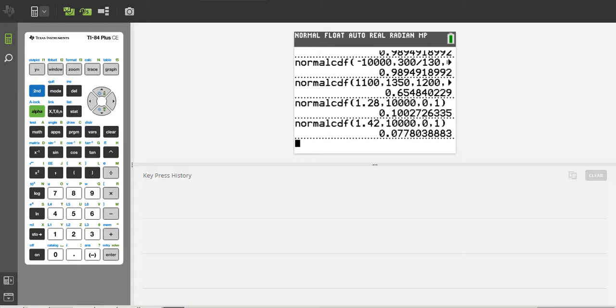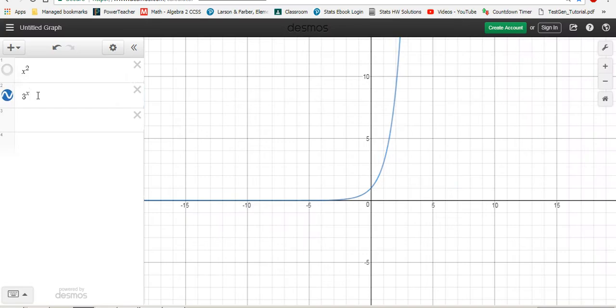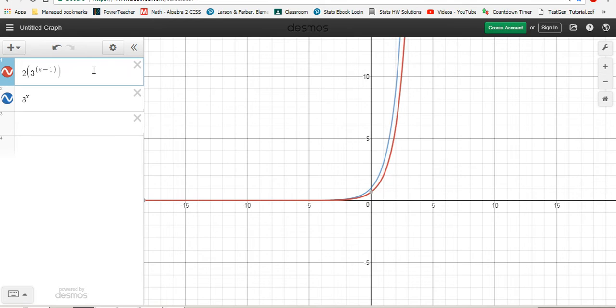And now let's graph the transformation. So let's start with 3 to the x minus 1. So that should shift it to the right 1. So let's verify that. So you can see x minus 1, close parentheses. Okay, so you can see the red one has been shifted to the right 1. Then let's put a 2 in front of it. So 2 times that. So you can see it kind of stretched that out a little bit.